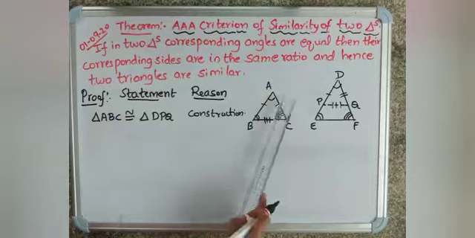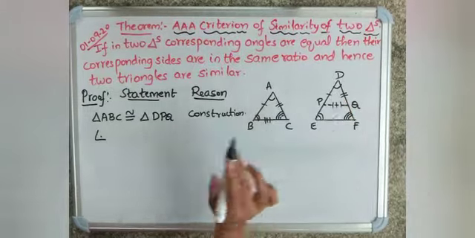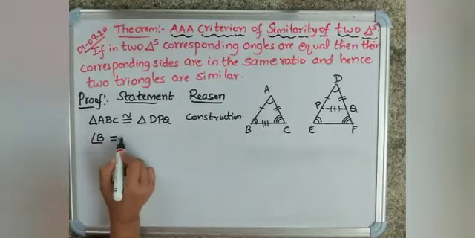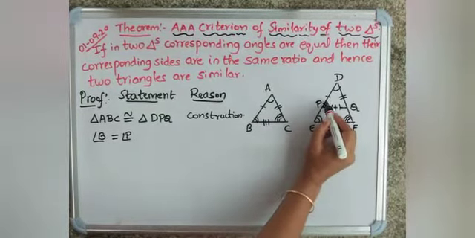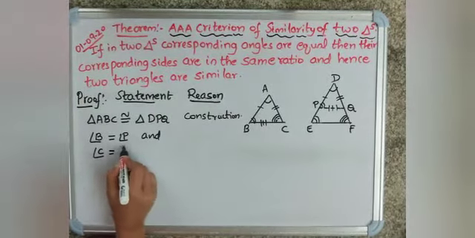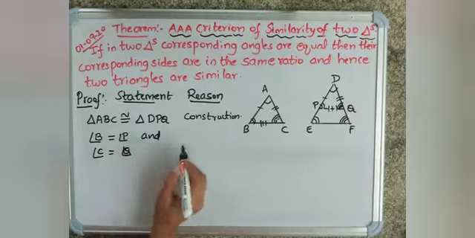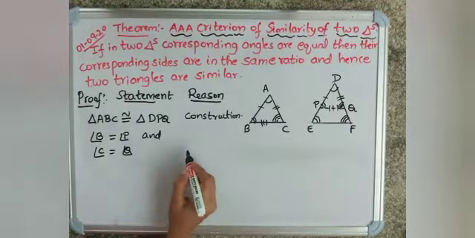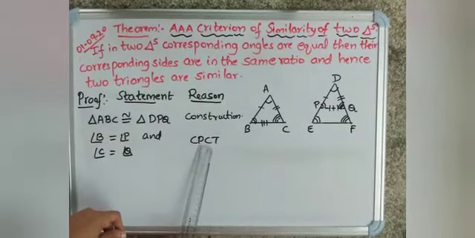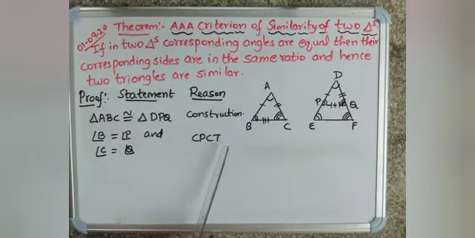So because of this, what can we write now? Angle A corresponds to angle D, that is already given. Now you can write here angle B is equal to angle P, isn't it? And also angle C is equal to angle Q. Why is it so? That is CPCT. What is that CPCT? Congruent parts of congruent triangles.